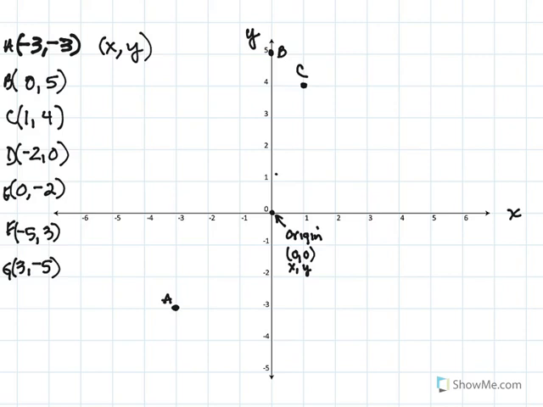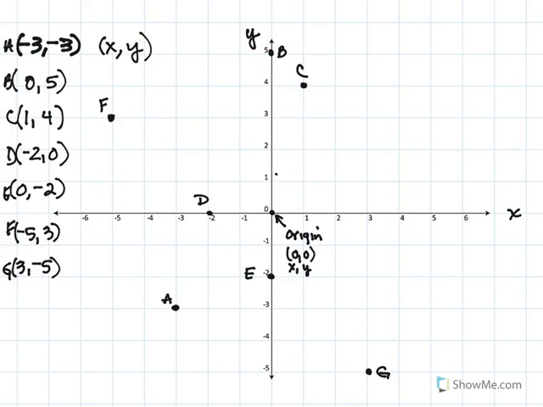D is (-2, 0). So D is what we call an x-intercept because it's a point on the axis. So it would be point D. Pause it and you graph E, F, and G and just see if you can do it correctly. And I'm going to graph them.